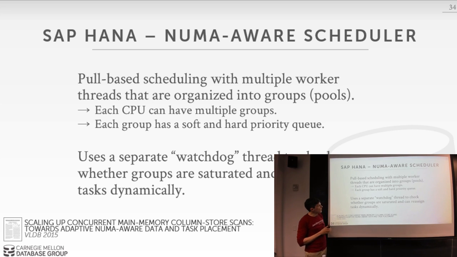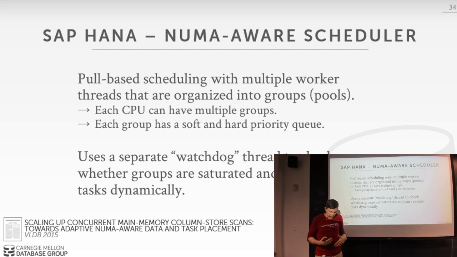So the hard queue would be something like if you want to have a garbage collection thread or a networking thread where you don't want anybody to preempt you, then you put that in the hard queue. But any other task could be put in the soft queue.